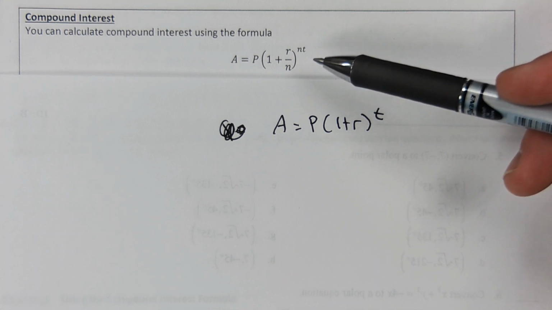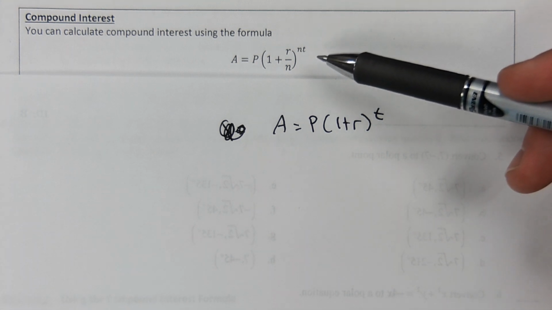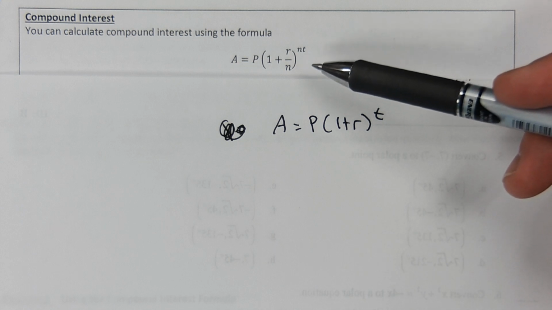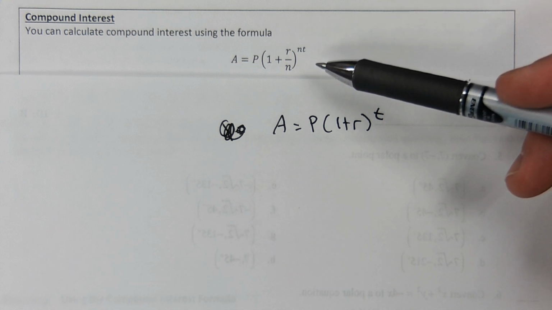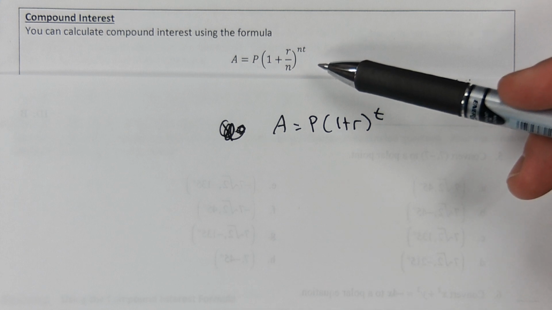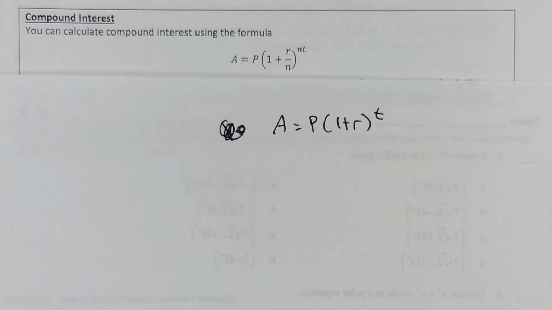P is still the same thing, principal amount, beginning amount. R is still the same thing, the interest rate written as a decimal, never as a percent. T is still the same thing, time in years. A is still the amount you have. The only thing that's new is the introduction of this N. And these are both N. What is N, though? N is the number of times per year that your interest is calculated.